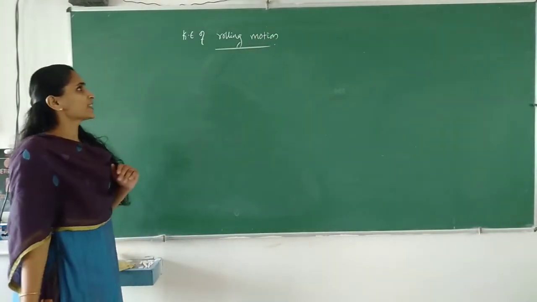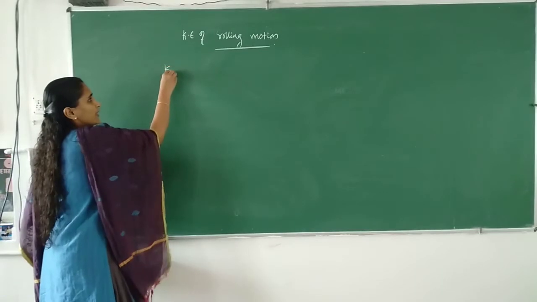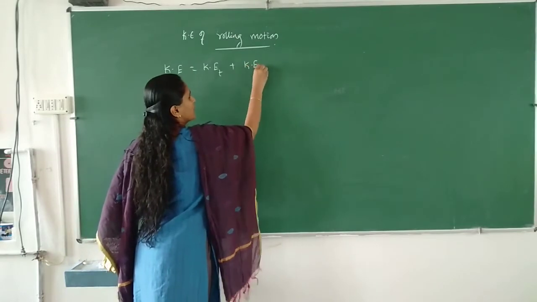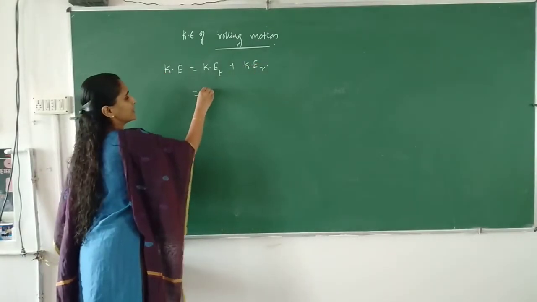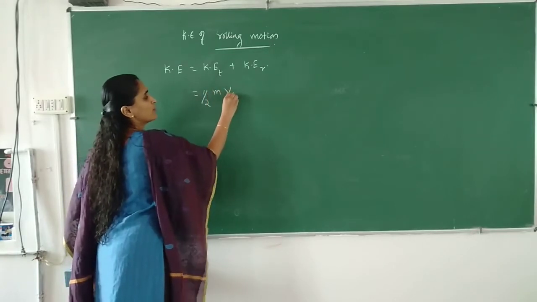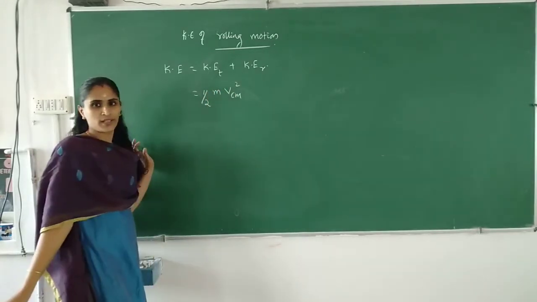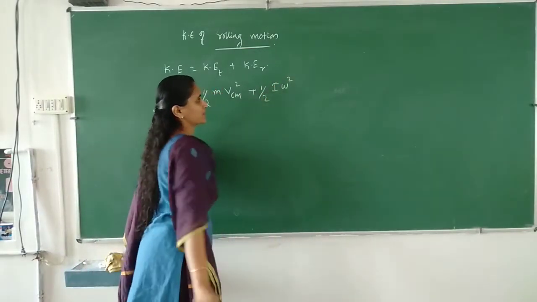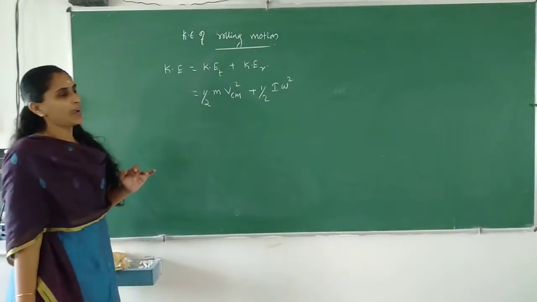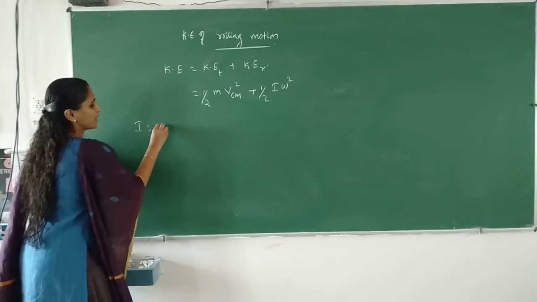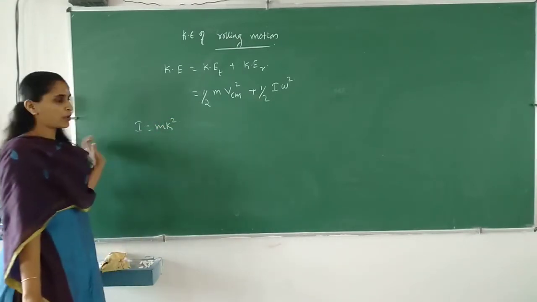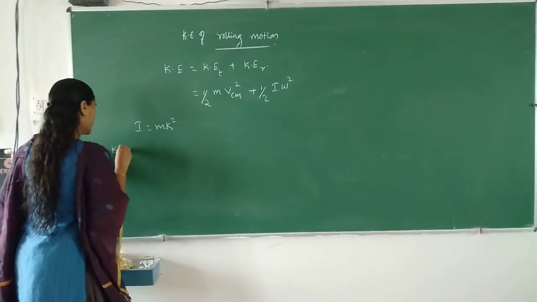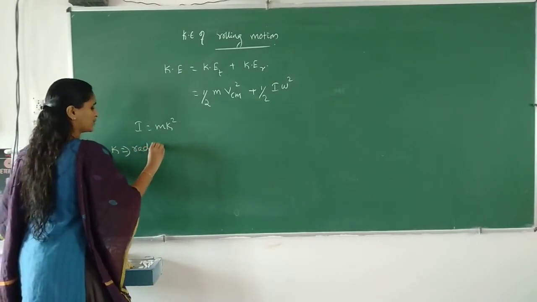So in the case of kinetic energy during rolling motion, we can write total kinetic energy is equal to translational kinetic energy plus rotational kinetic energy. Translational kinetic energy is written as half into mass into velocity of center of mass square, plus rotational kinetic energy is written as half I omega square. And moment of inertia can be written as mk square. Moment of inertia is equal to mass into radius of gyration square, and k is the radius of gyration.